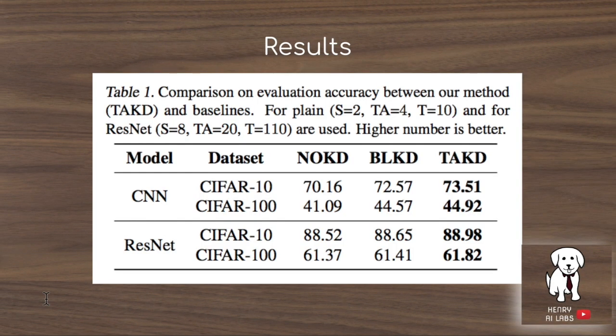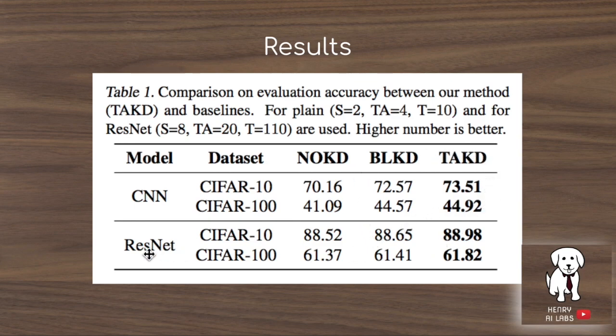This prepares us to view the first result table introducing the teaching assistant in between the teacher and the student in the knowledge distillation pipeline. So in the CNN case, we're looking at having a 10-layer teacher network to a 2-layer student network and having a 4-layer teaching assistant in between. So with no knowledge distillation, just training a 2-layer convolutional neural network, we achieve about 70.16% accuracy on CIFAR-10. Then with the baseline knowledge distillation going directly from 10 to 2, we have 72.57, and then going from 10 to 4 to 2, we have almost a 1% improvement at 73.51.